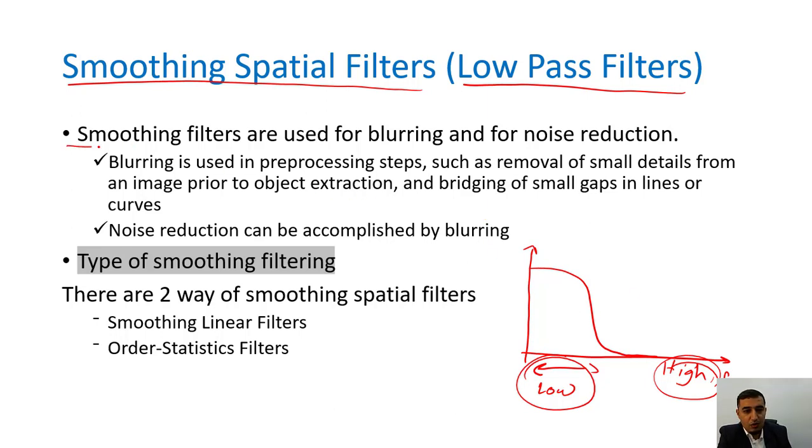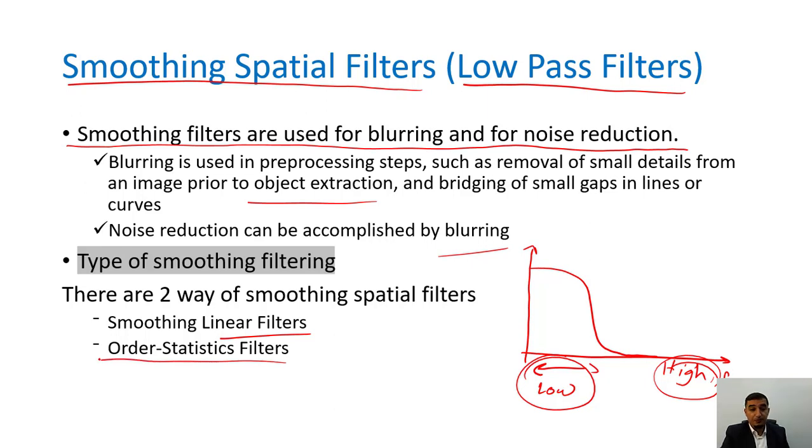This is called a smoothing filter, which is used for blurring and noise reduction. Blurring is used for pre-processing steps such as removing small details from images prior to object extraction or feature extraction. Noise reduction can be accomplished by blurring an image. We have two types of smoothing filtering: either linear filtering or order statistic filters.